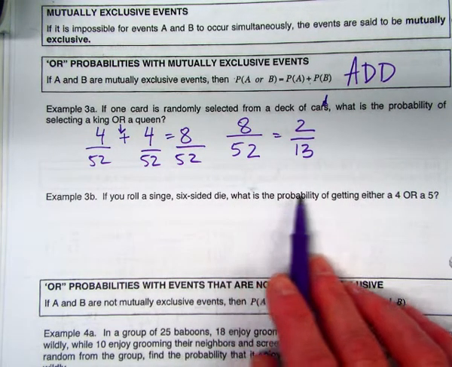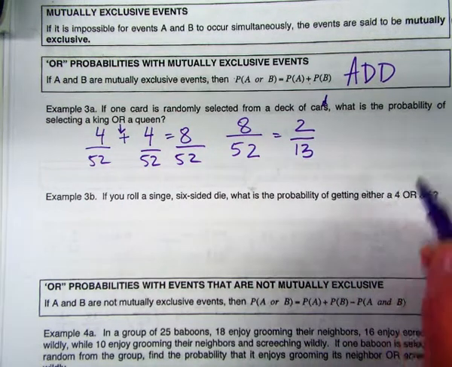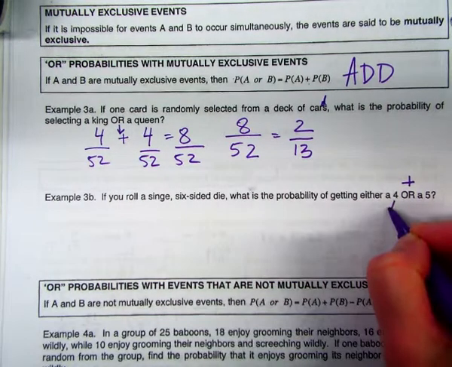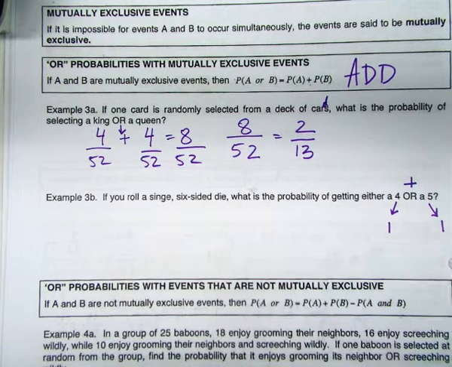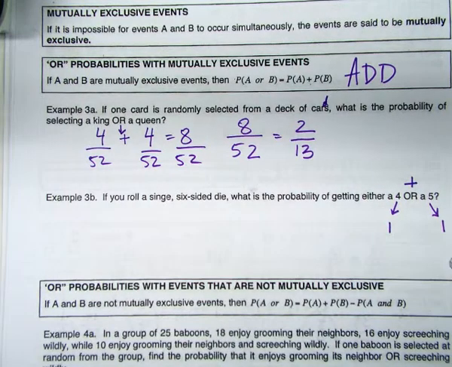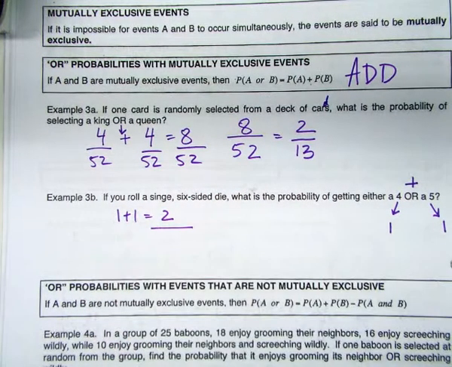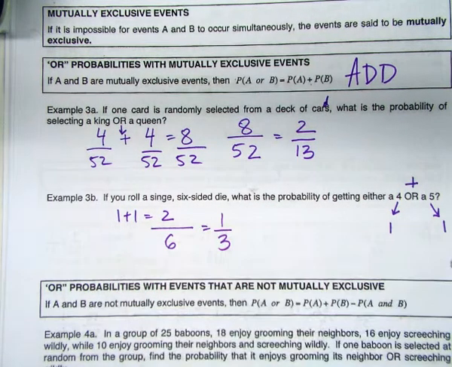What is the probability of getting either a 4 or a 5? As soon as you see "or," you know you're going to be adding, with probability. How many 4s do we have on a dice? How many 5s do we have on a dice? There's only 1. So you're going to be adding them, which is 2, out of how many numbers? 6. So 2 out of 6 is 1 over 3.